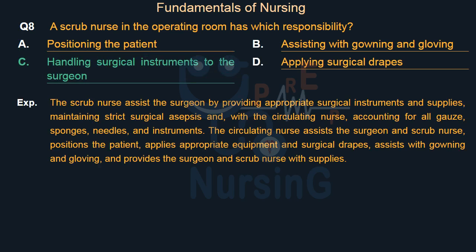The scrub nurse assists the surgeon by providing appropriate surgical instruments and supplies, maintaining strict surgical asepsis and, with the circulating nurse, accounting for all gauze, sponges, needles, and instruments. The circulating nurse assists the surgeon and scrub nurse, positions the patient, applies appropriate equipment and surgical drapes, assists with the gowning and gloving, and provides the surgeon and scrub nurse with supplies.